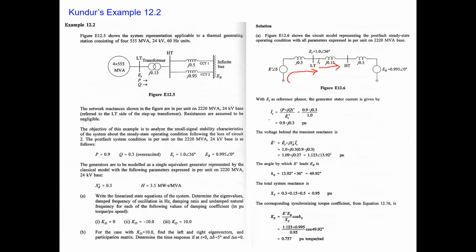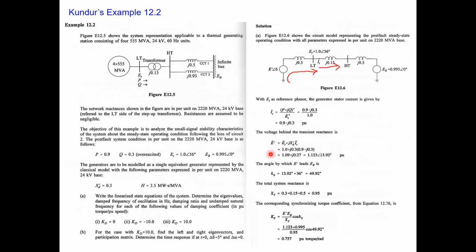So we will compute the current here. For that, what is given here is P and Q. So we write it this way, with the voltage, which is this one. So this is the value of current, the current which will flow from the generator, across this reactance. That's the voltage we should get, the voltage behind the transient reactance, and the voltage which you get here is this one.